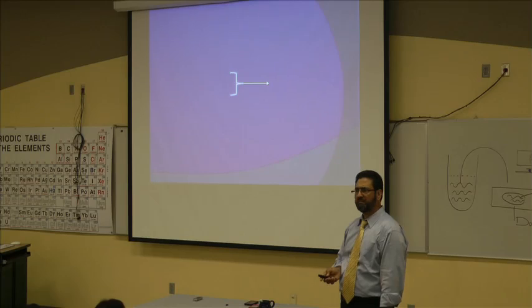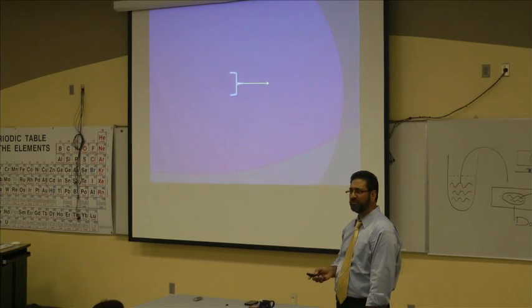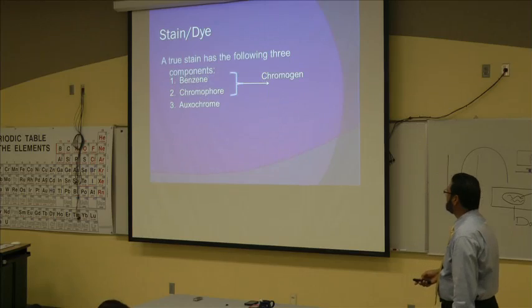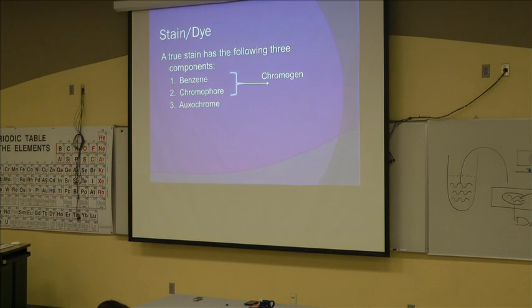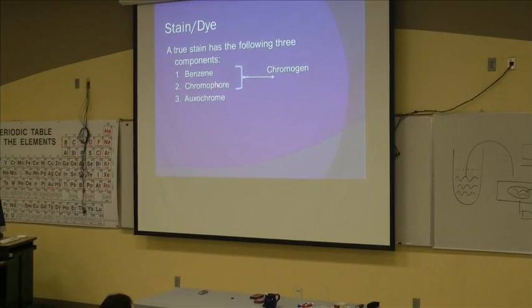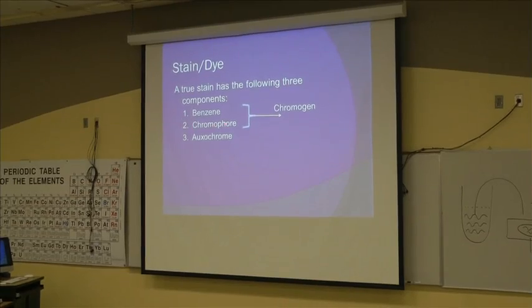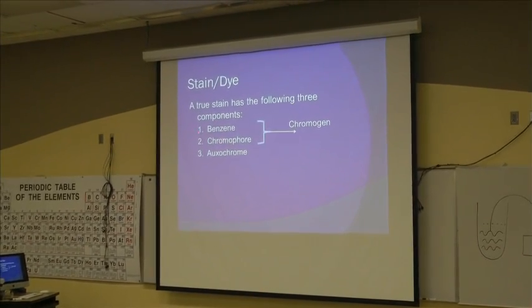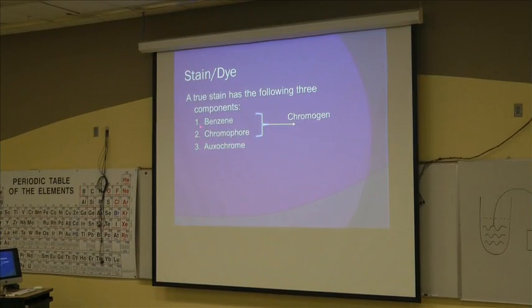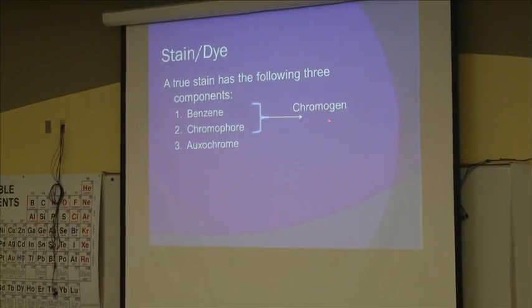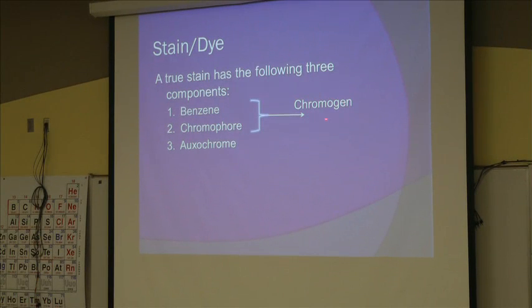Okay, here we go. Here are the three things; let me explain it to you. A true stain has, number one, a solvent, benzene. Number two is the color right here. Chromophore is the color pigment. So you take the color and mix it with the solvent, and you get a colored compound called chromogen.